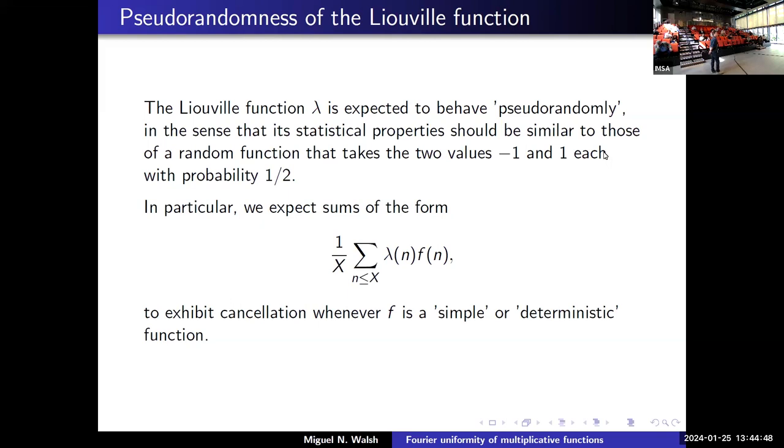Because there are some things that we can say about it. For example, if instead of trying to approximate the prime numbers, you approximate the numbers that are the product of at most two primes, you no longer have this problem. Because when n is prime, it will be equal to minus 1. When n is the product of two primes, it's equal to 1. And then in principle, there will be cancellation. You have both minus 1 and 1.